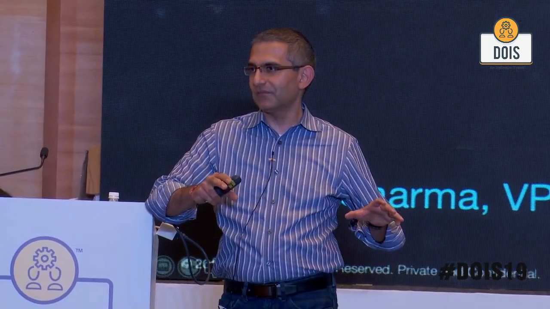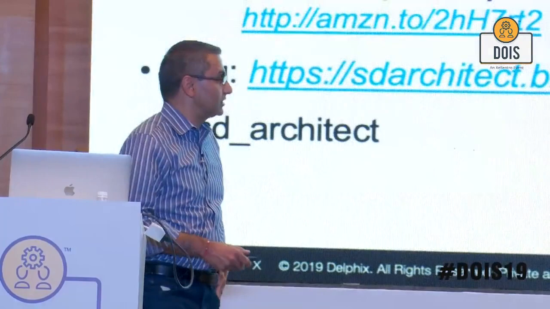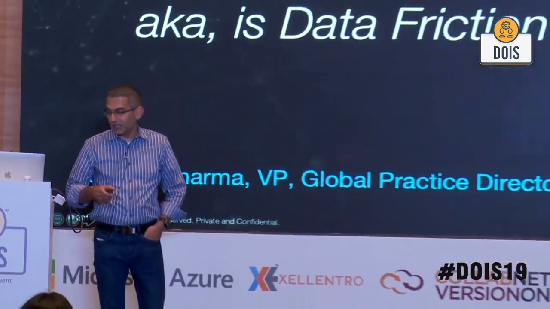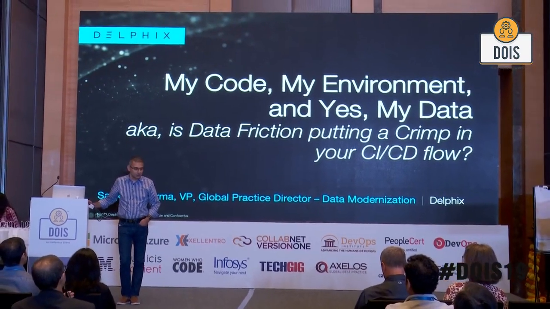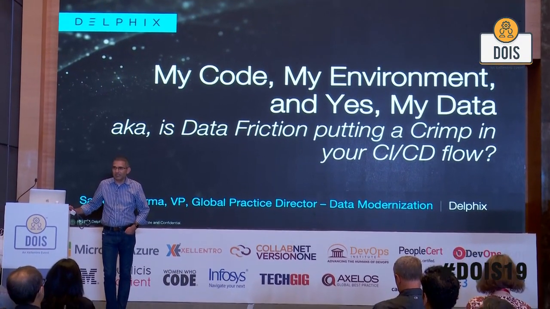Thank you, Ria. So here is a live demo of what happens if all your CI/CD pipeline, all the silos are not in sync. The slowest silo stops the whole train. We've all been waiting for them to clean it up, right? So as Ria mentioned, my name is Sanjeev Sharma. I actually changed the title. I thought, is data friction putting a crimp in your CI/CD flow really boring? So I changed it. The new title is My Code, My Environment, and yes, My Data. So let's talk about that, right?